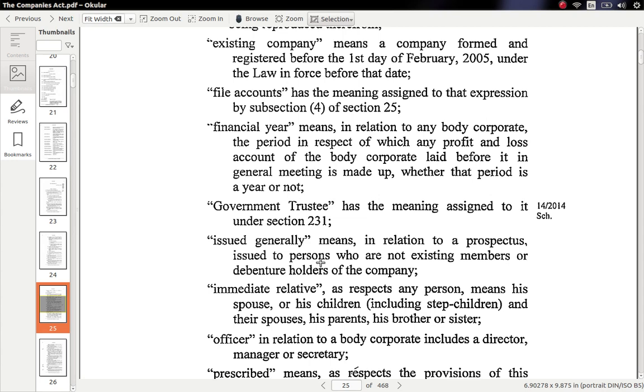So issued generally means in relation to a prospectus issued to persons who are not existing members or debenture holders of the company. Immediate relative as respects any person means his spouse or his children, including stepchildren, and their spouses, his parents, his brother or sister. Right.